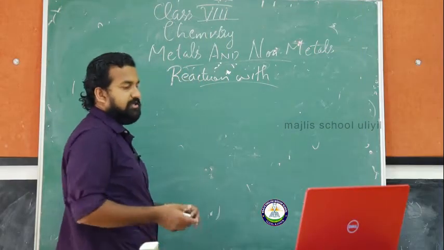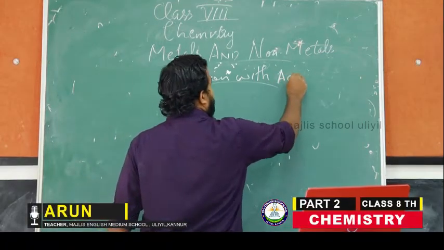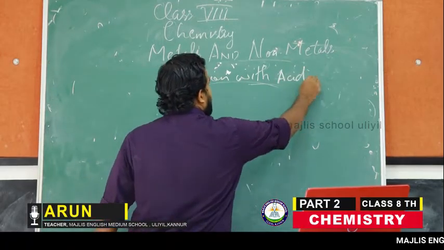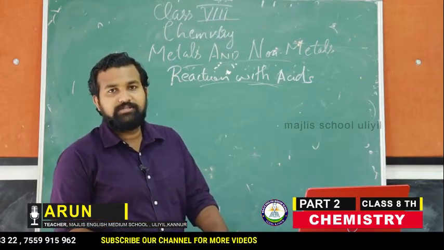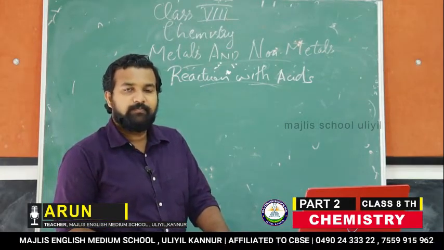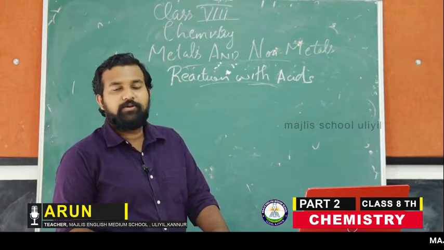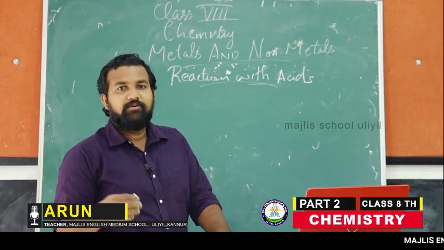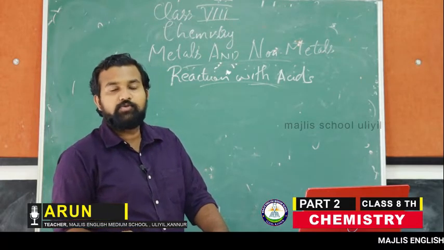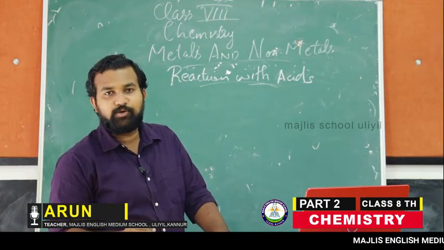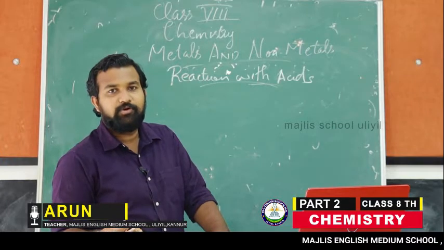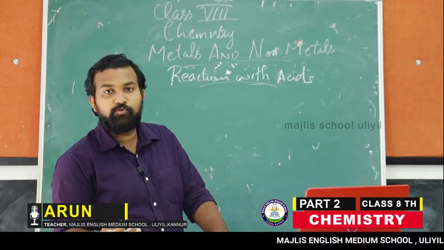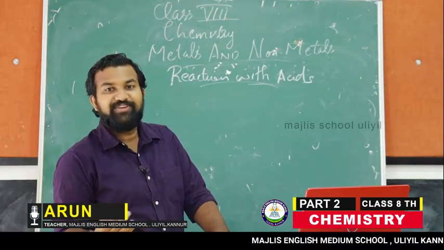The next reaction is the reaction with acid. The reaction with acids. You know what is an acid? What's a base? Hydrochloric acid, acetic acid, citric acid. And bases are sodium hydroxide, etc., which we use in soap and all. They are bases or alkalis. You have studied it in your lower classes. Acids means what? Which is present in the fruits, in lemon, in vinegar.